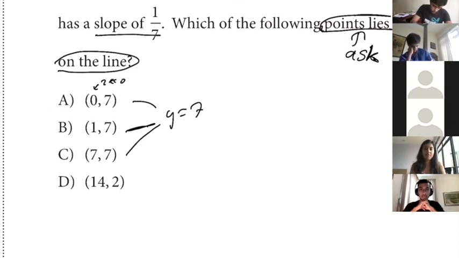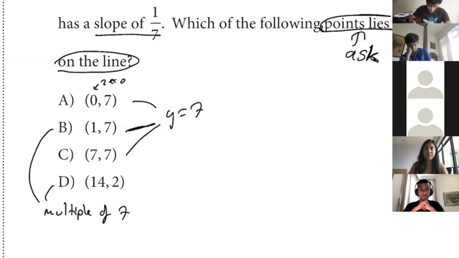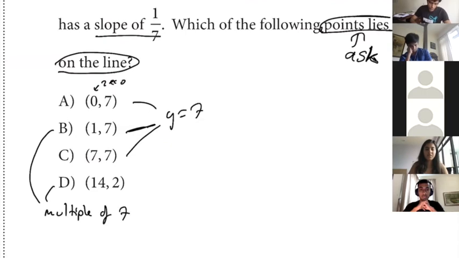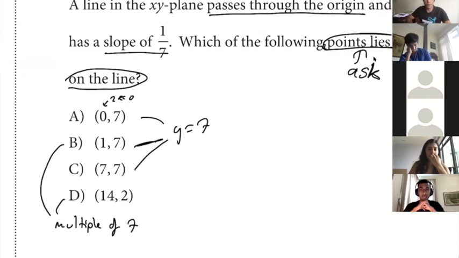Okay. And then I'll also point out one more, which is that in B and D, there are multiples of 7s. Right? So there's 1, 7, and then 14, 2. Okay, great. So now let's get into solving. What's your approach? So what I did is I substituted all of them into the equation. So first I made y equals mx plus c. Because it passes through the origin, the y-intercept would be 0. So we can essentially cross out c.